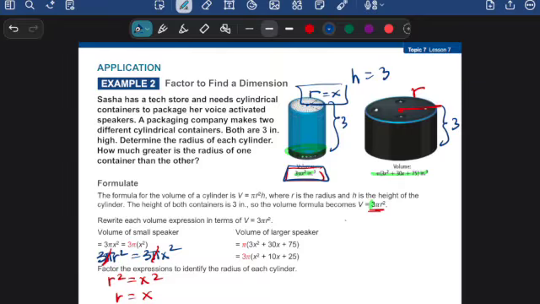3 pi r squared, that's the formula for volume, is going to equal this number. So if we wrote that out, 3 pi r squared is going to equal pi times (3x squared plus 30x plus 75). Okay, I can cancel out a pi.